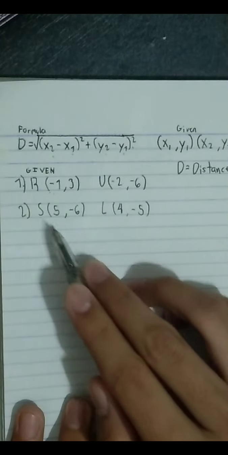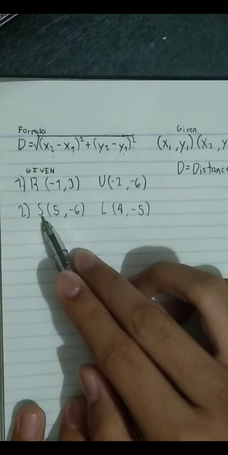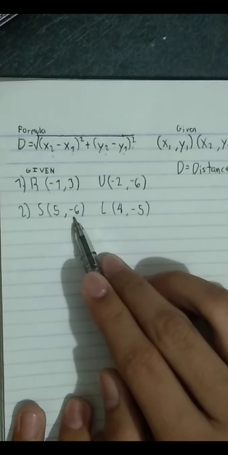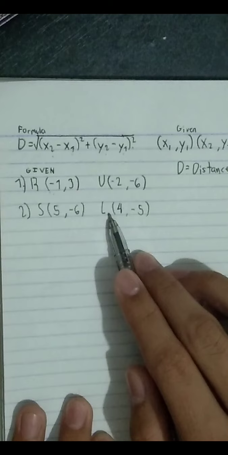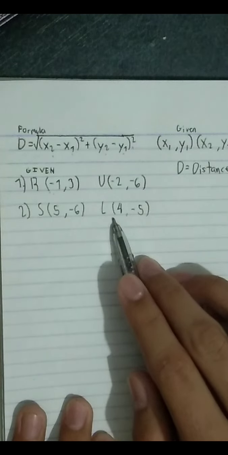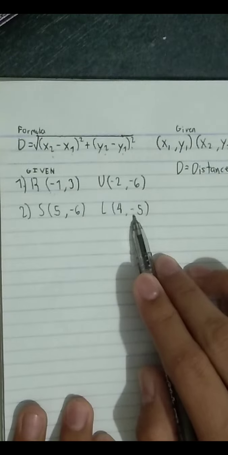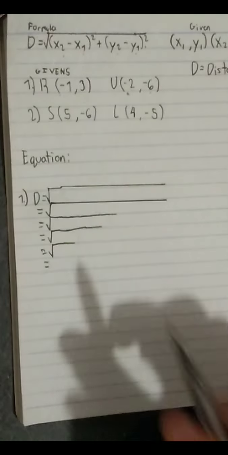Then the second given, S quantity 5 negative 6 and L quantity 4 negative 5. So let's start.